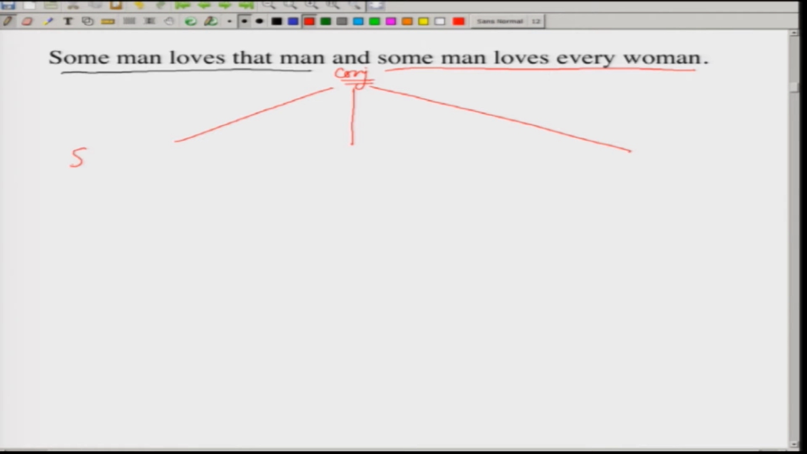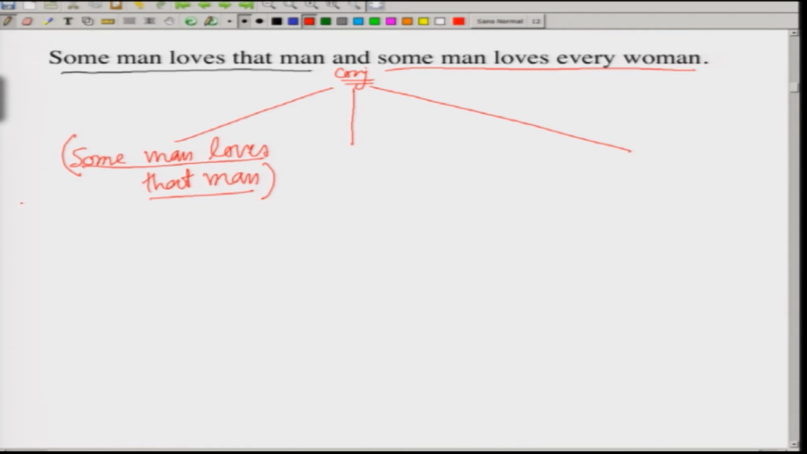Here you have some man loves that man, which is bound in itself. What I'm speaking is sometimes a little loose. It is just for the sake of understanding. It is not very technical. Sometimes I have to speak a little tightly, but we understand when we switch from a tight version to a loose version. So all I'm trying to say is, here this is bound.